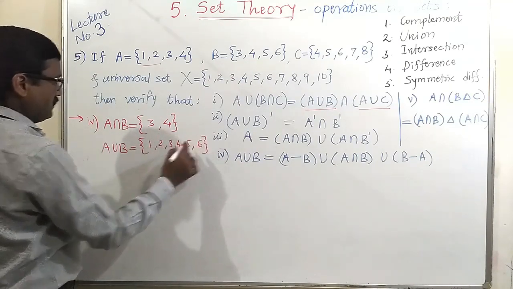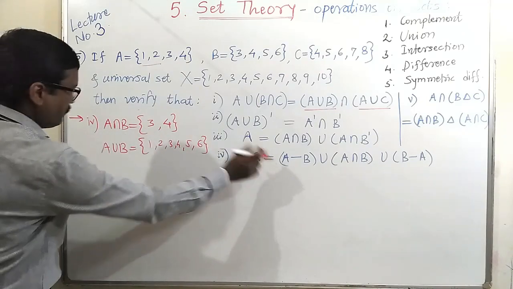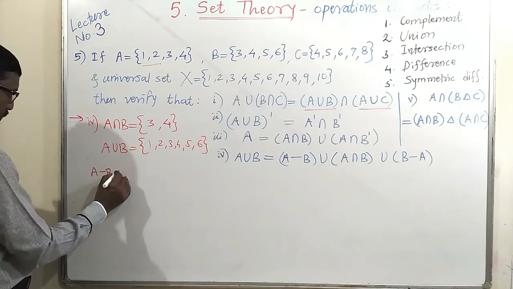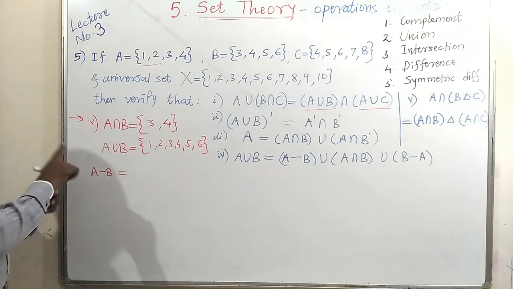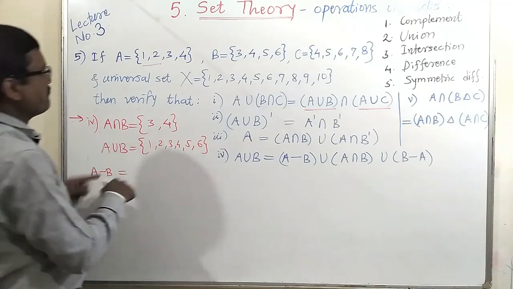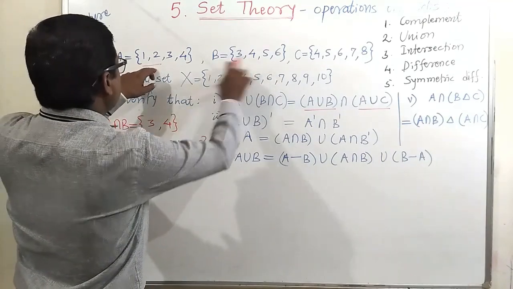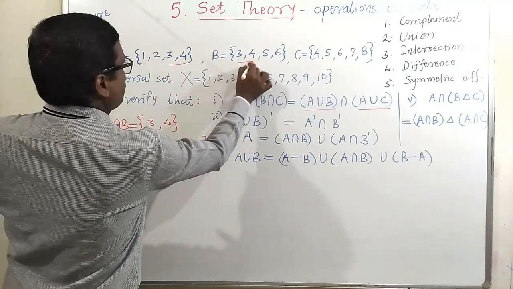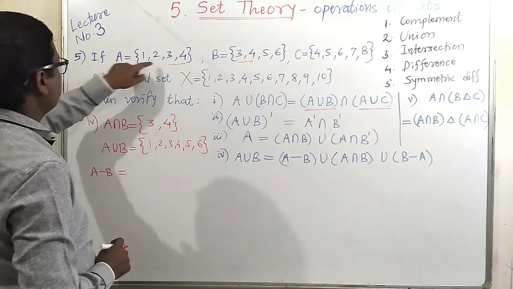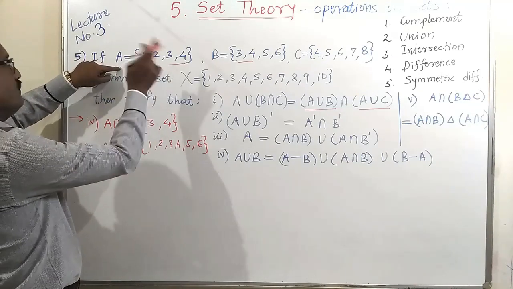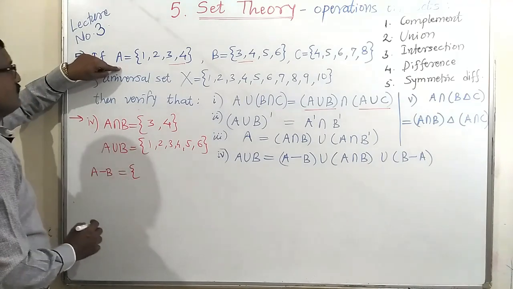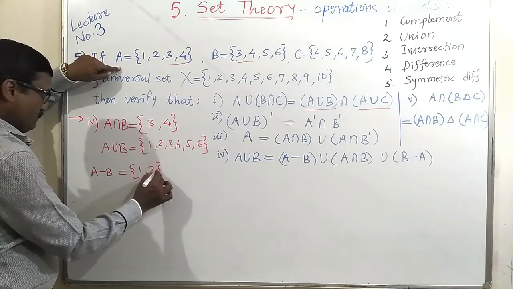5 and 6. Then A difference B. A difference B means elements from A except which are common to set B. Find the common between these A and B. Those are nothing but 3, 4. So eliminate these elements 3, 4 because they are only present in B, and write the remaining elements. These 1 and 2 are only in A. A difference B is nothing but the set of elements from only A. So it is 1, 2.